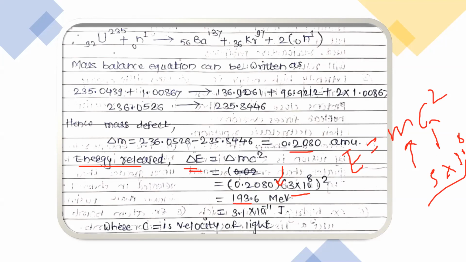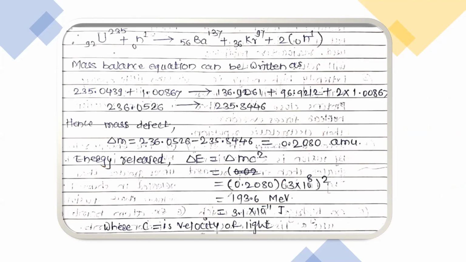So this huge amount of energy is present in nuclear chain reactions. Then we convert this mega electron volt into joule, that is 3.1 into 10 to the power minus 11 joule. Everyone just observe this figure, how much energy is produced. This is the biggest source of energy to produce electrical energy. So this much amount of energy is produced in the case of nuclear chain reactions.